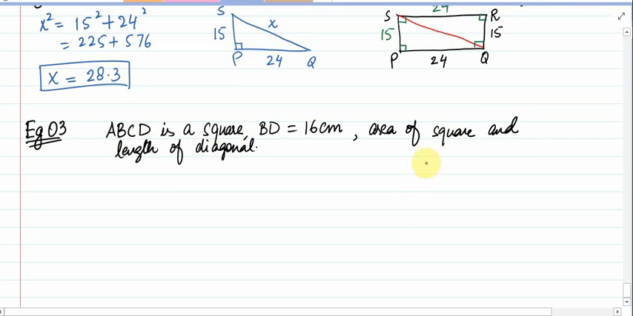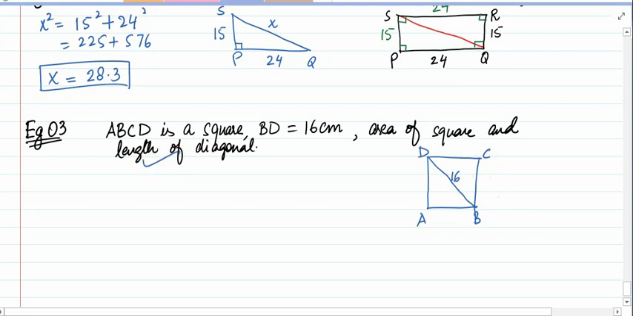So first step, you need to sketch the diagram. So let's suppose that is a square with sides A, B, C, D. If the length of BD is 16, that means we know the value of the diagonal as well. So BD is 16, so we know the length of the diagonal.